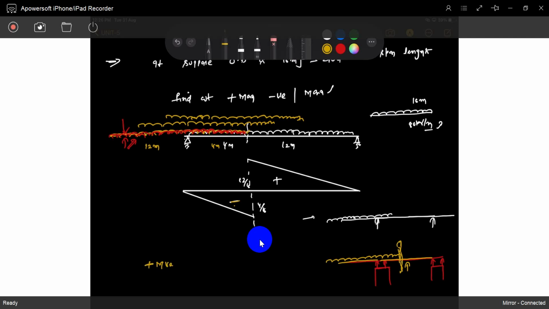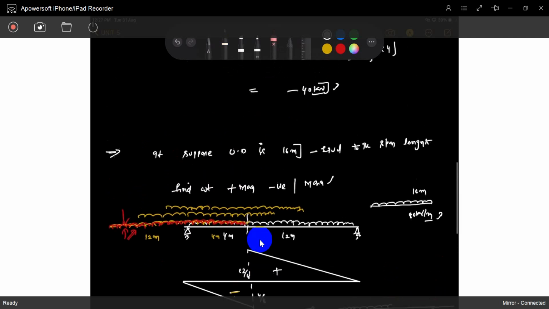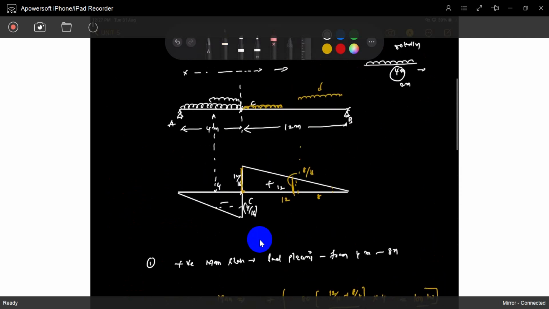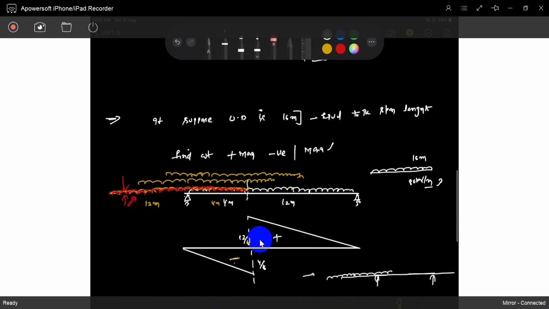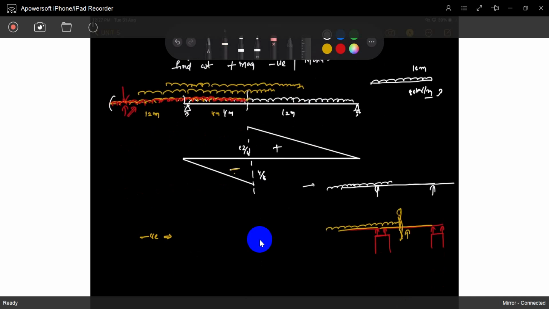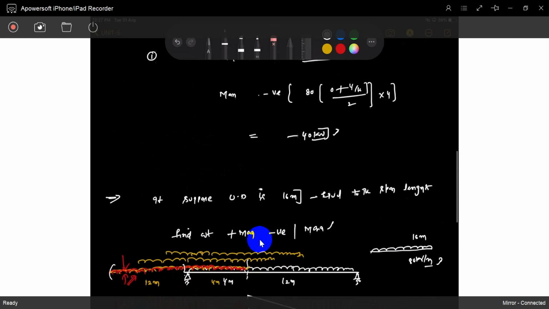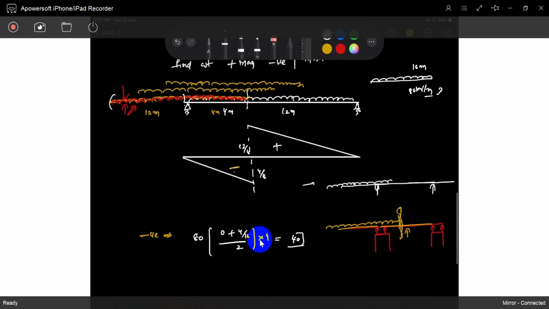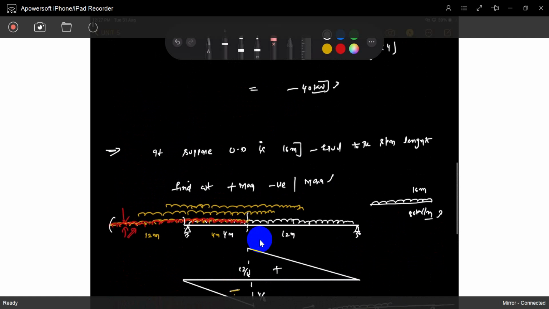Okay, maximum negative shear is the same as previously calculated, exactly like this. The same thing will come because we don't want to find this intensity; that is going to be another beam. So no need to calculate it again, but write down 80 into 0 plus 4 by 16 divided by 2, multiplied with 4. So what is that value? That is 40. Maximum negative shear.